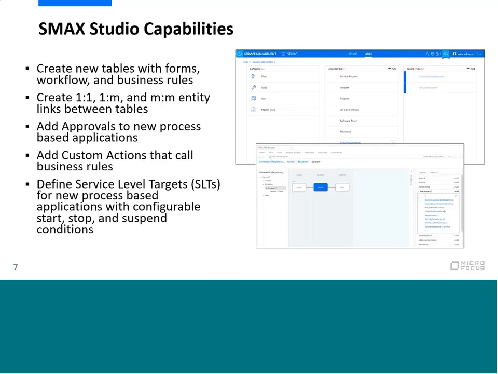We've also got the custom actions that can call business rules, and again we'll talk about that a bit later on. But you can also set service level targets, so set SLTs against your new applications and set the appropriate start, stop, and suspend conditions. So if you need to maybe put an SLA on the record type, you can do that within the system.